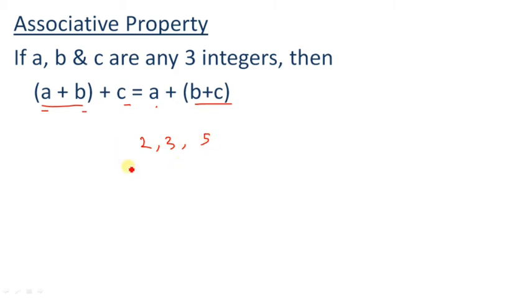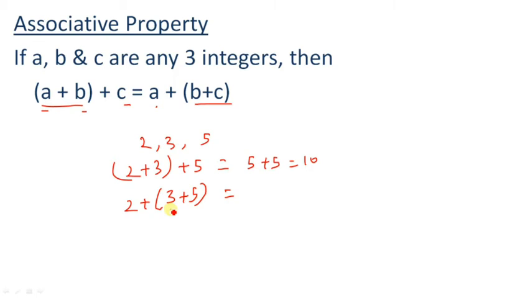Okay, 2 plus 3 plus 5. 2 plus 3 is equal to 5, plus 5, okay, this is equal to 10. Now I will write in the form of a plus b plus c. Now 2 plus (3 plus 5). Okay, now we will add the bracket part first. 3 plus 5 means 8, plus 2 will be equal to 10. Hence it is satisfied. So the associative property is obeyed in addition of integers.